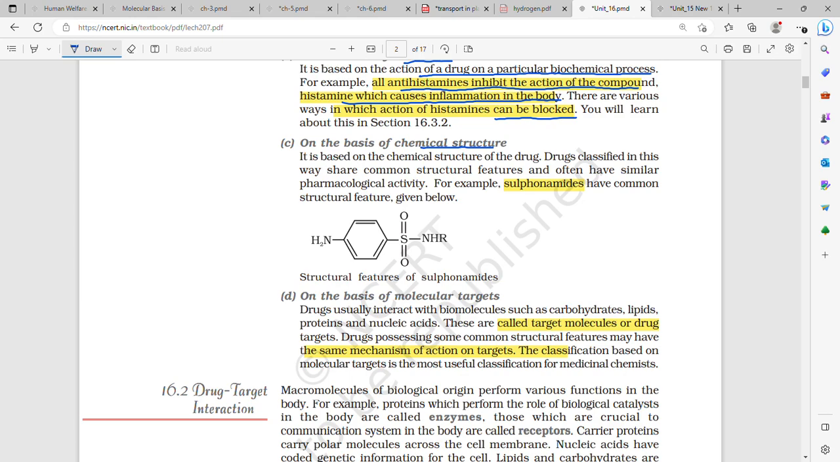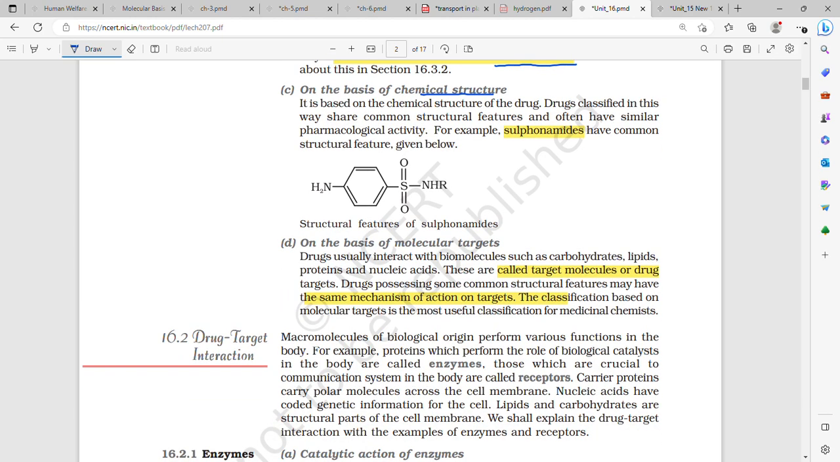Then on the basis of chemical structure, it is based on the chemical structure of the drug. Drugs classified in this way share a common structural feature and often have similar pharmacological activity. For example, sulfonamides: this is the structure, NH2 attached to a benzene ring, and SO2NHR. This is the structure of sulfonamide.